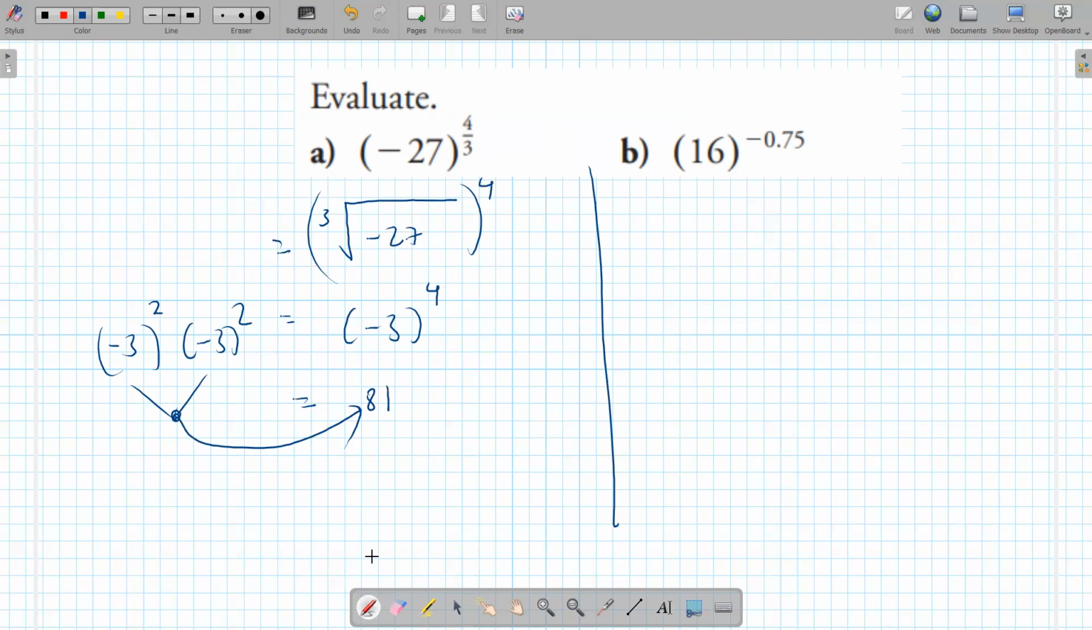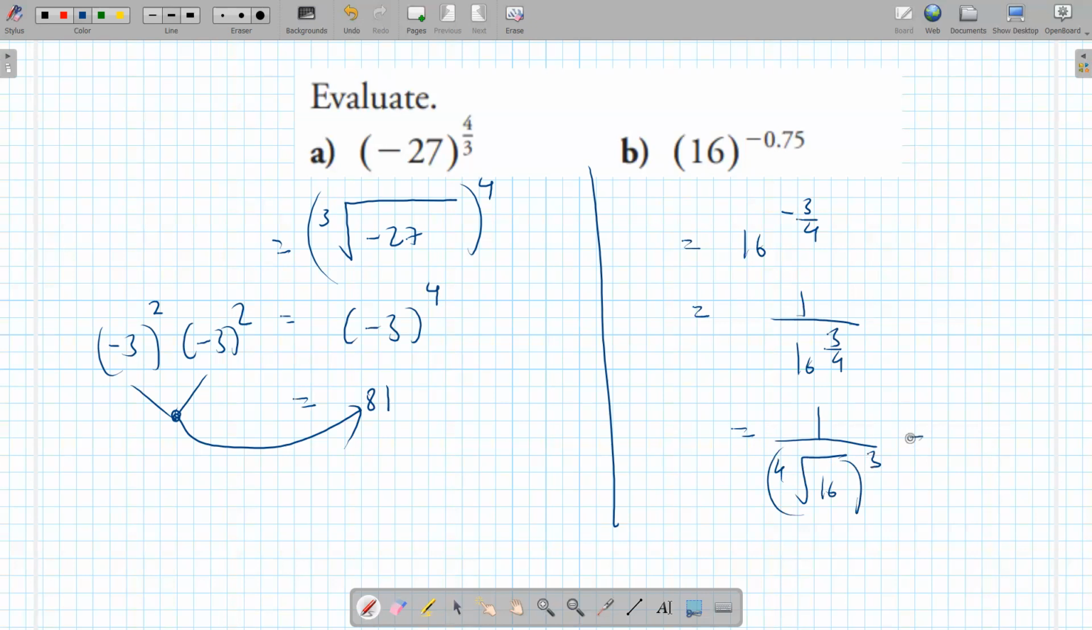16 to the power of negative 0.75. What do we do here? It's the same as negative 3 over 4. Yeah, it is. Now what? Since it's negative, you have to put it under 1. What's the next step? Then it turns into the fourth root of 16 to the power of 3.